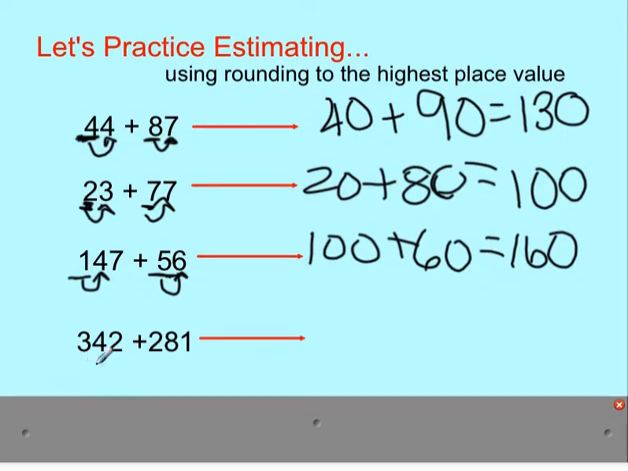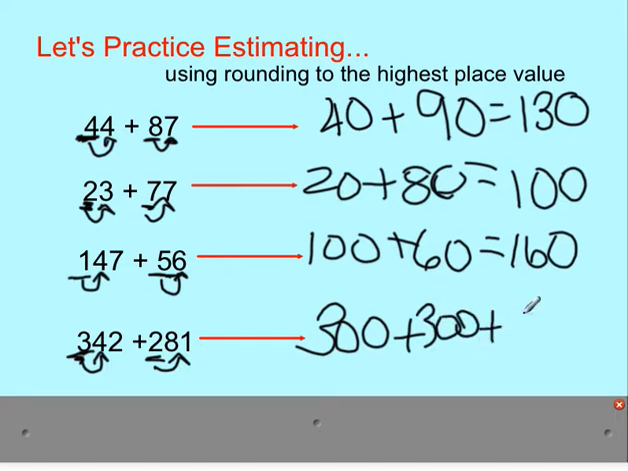Again, we have two numbers now written to the hundreds, so we're going to round to the nearest hundreds. We have 3 hundreds, so we're going to look to the right. That 4 tells us to stay at our 300, which we will. And then we will add 281, look to the right with that 8, that tells us to push it up, bump it up. So we have 300 plus 300 equals 600.